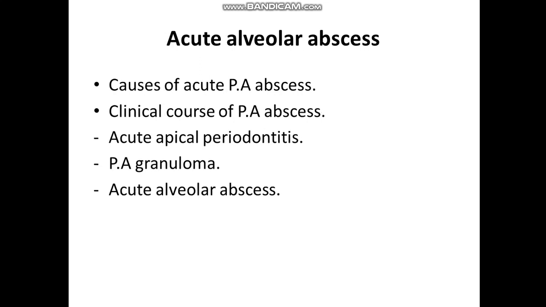Now, let us start with acute alveolar abscess, or what we call acute periapical abscess, which is most commonly used. Here, we are going to discuss the causes of acute periapical abscess, that means how periapical abscess develops, and the clinical course of periapical abscess, which includes the following stages: acute apical periodontitis, periapical granuloma, which is chronic infection and usually considered as a defense mechanism to combat or to prevent the spread of the infection.